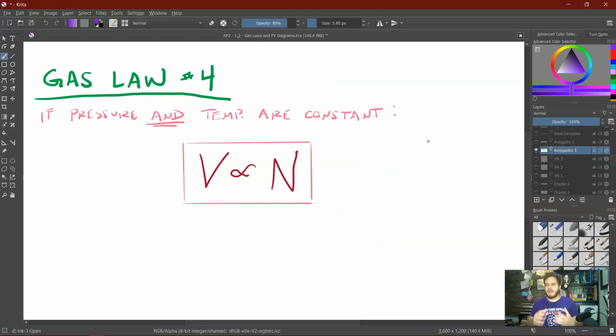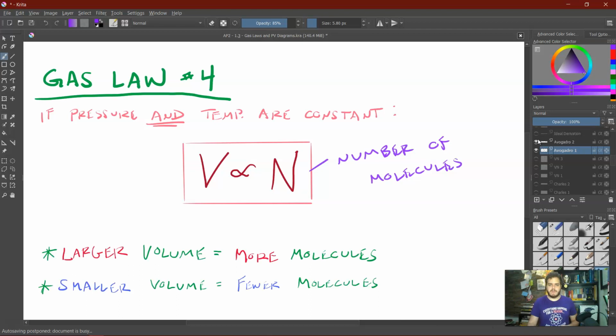And this is the final individual gas relation we want to know, or gas law number 4, also known as Avogadro's law. If the pressure and the temperature are constant, the volume is proportional to the number of molecules inside the container. So as we have a larger volume, we're going to have more molecules. And if you have fewer molecules, you have to have a smaller volume.